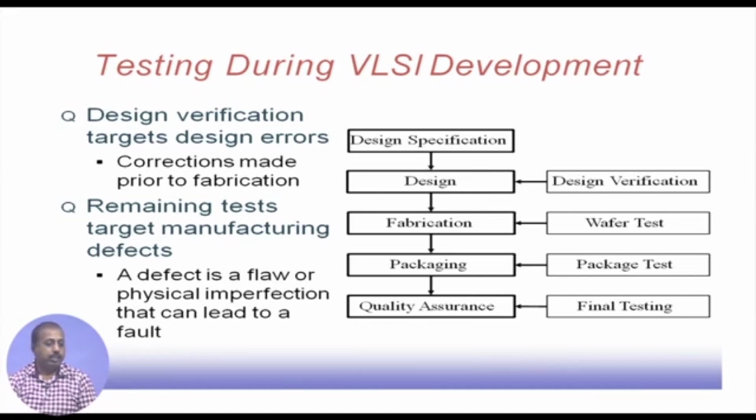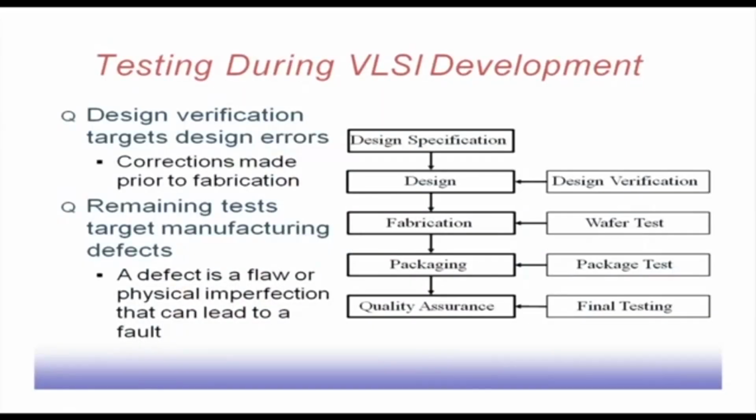So, all these remaining tests apart from verification will target manufacturing defects, the fabrication problem, packaging problem. All these stages will be checking for manufacturing defects. As I told at the very beginning, a defect is a flaw or physical imperfection that can lead to a fault. A fault is like this: if two lines are shorted, we say that there is a bridge that has been created. So, bridge is a type of fault.